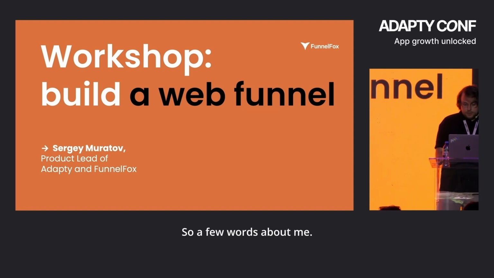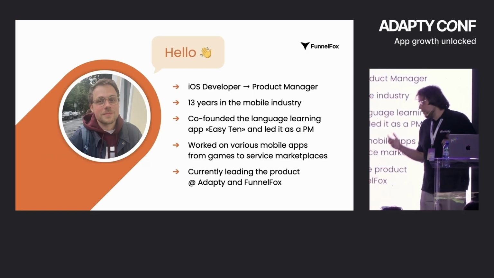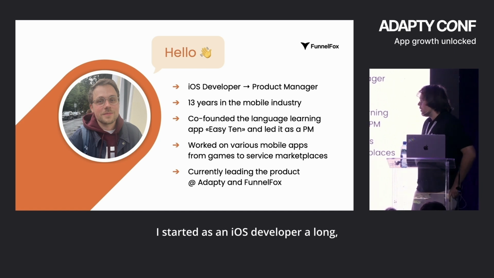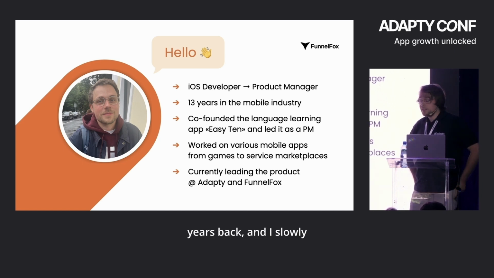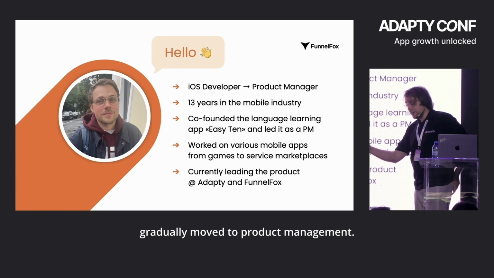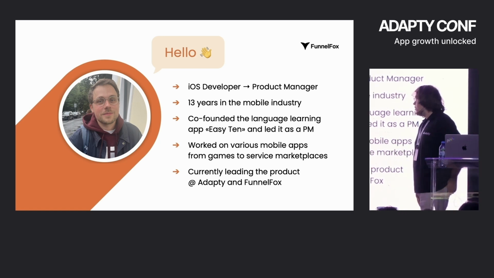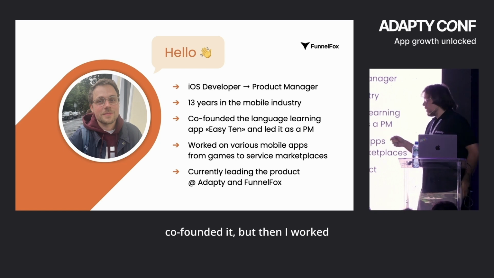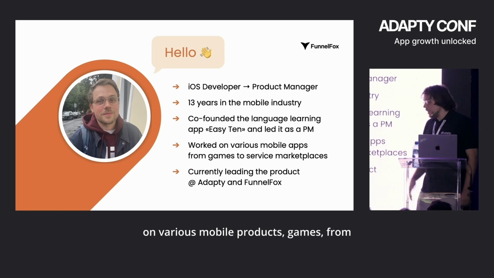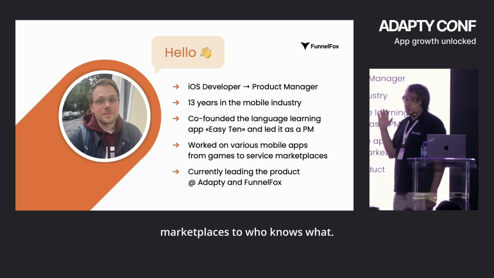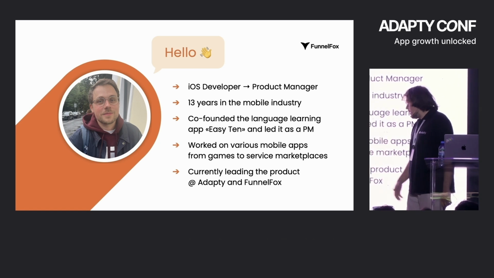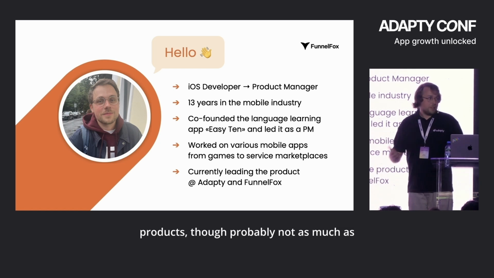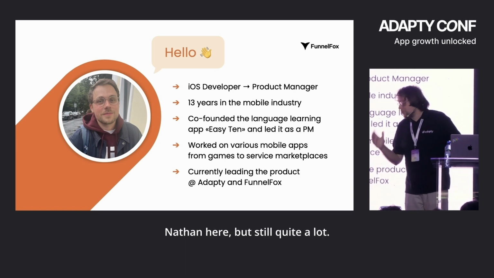So, a few words about me. I started as an iOS developer a long time ago, about 13 years back, and I slowly, gradually moved to product management. I started at the language learning app called EasyTen and co-founded it. But then I worked on various mobile products, from games to service marketplaces to who knows what. And yeah, so basically this slide should tell you that I know a thing or two about mobile products, though probably not as much as Nathan here, but you know, still quite a lot.